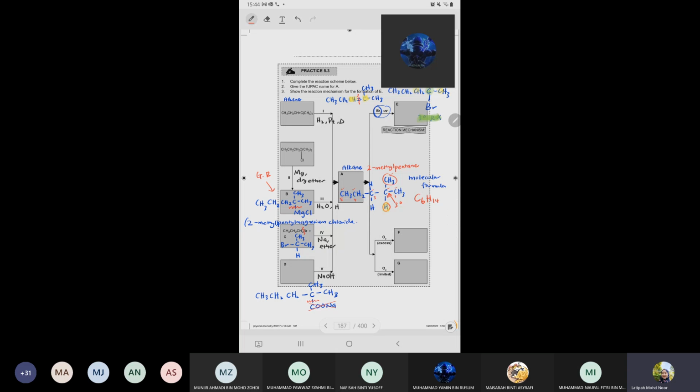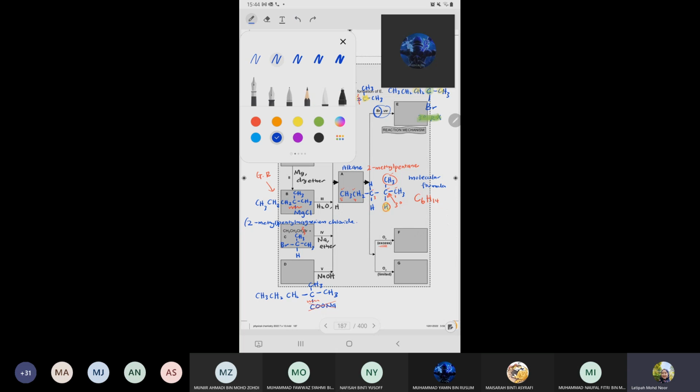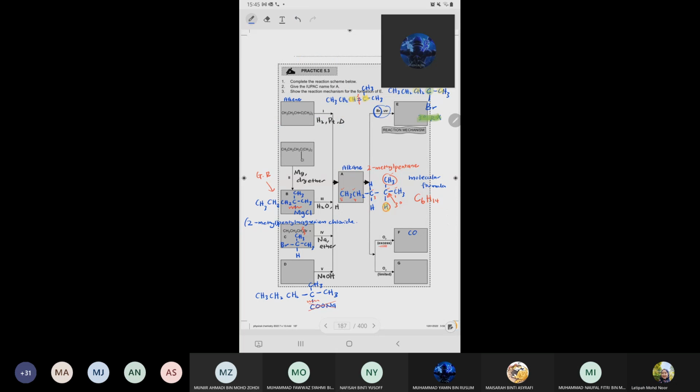Sebab kita perlu balancekan dua-dua equation ni. This is combustion. Okay. So for excess, reaction of alkane with excess oxygen, the product that will be formed is CO2. Kita guna pen biru. Okay, it is CO2 plus with H2O plus with heat.